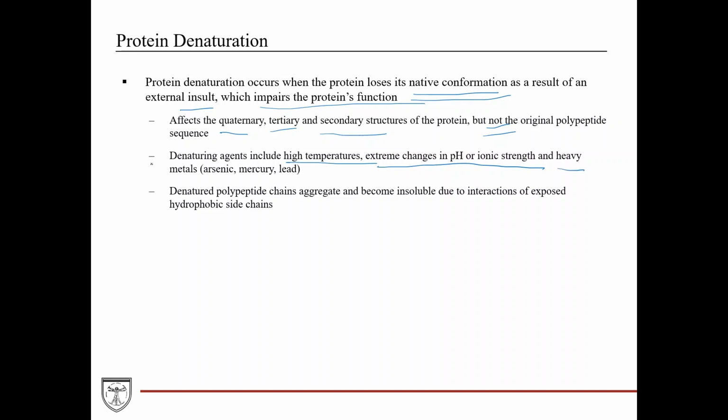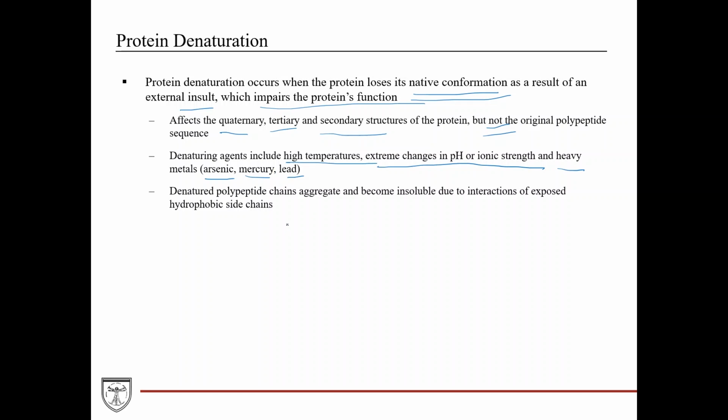Also, heavy metals such as arsenic, mercury, and lead can lead to protein denaturation. That's part of the reason why these metals are so poisonous if they're ingested: they can lead to widespread protein denaturation. And again, our body structure and function depends on proteins. So that's why these can be so devastating.